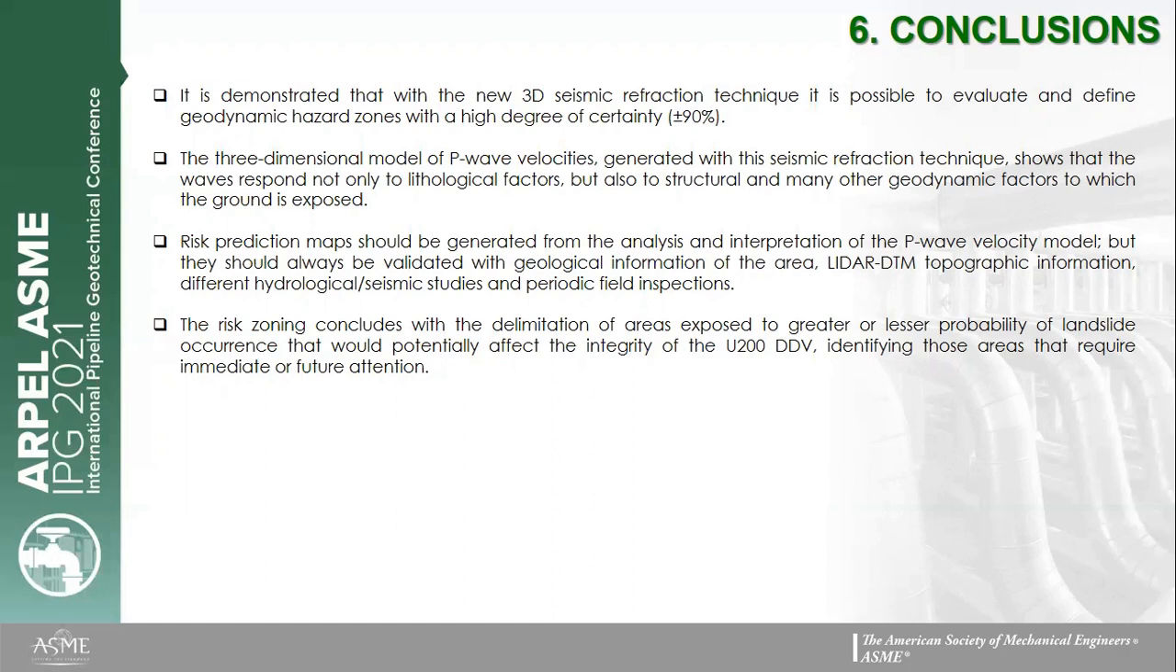Third, risk prediction maps should be generated from the analysis and interpretation of the P-wave velocity model, but they should always be validated with geological information of the area, LIDAR DTM topographic information, different hydrological and seismic studies, and periodic field inspections. And fourth, the risk zoning concludes with the delimitation of areas exposed to greater or lesser probability of a landslide occurrence that would potentially affect the integrity of the U200 right-of-way pipeline, identifying those areas that require immediate or future attention.